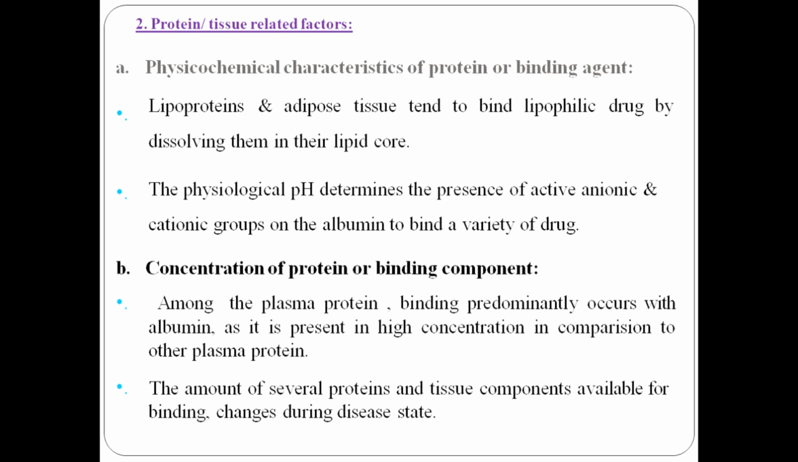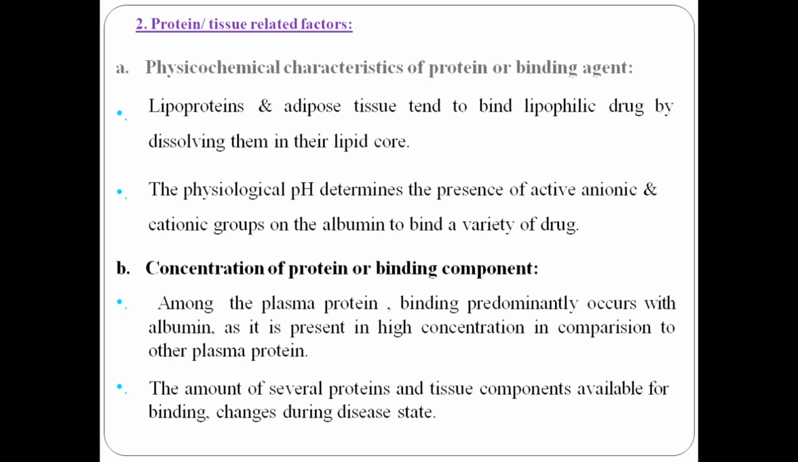Next factor is protein tissue related factor, and it is further classified into various categories. The first category is physiochemical properties of protein or binding agent. Lipoprotein and adipose tissue tend to bind lipophilic drugs by dissolving them in their lipid core. The physiological pH determines the presence of active anionic and cationic groups of the albumin to bind a variety of drugs. It means if a drug is lipidic in nature, it easily binds with lipoproteins. But if the drug is hydrophilic in nature, it is not capable of binding with lipoprotein or adipose tissue.